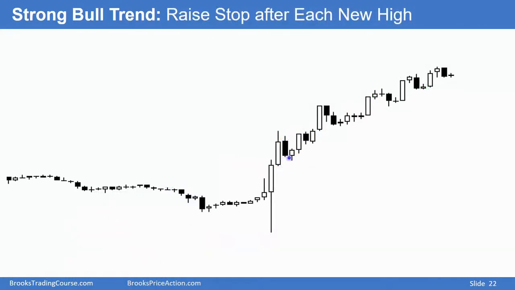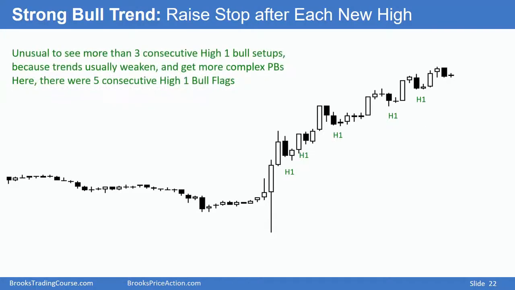Very strong bull trends will have a high 1, and then another high 1, and then another one. Sometimes you'll get 4, 5, or 6 high 1s in the same bull trend without a high 2 or a high 3. That is very unusual because trends tend to weaken as time goes on. So maybe you get 1 or 2 high 1s and then you start to get high 2s or high 3s. This is an example where we've had 5 or 6 consecutive high 1s. This is just very unusual.